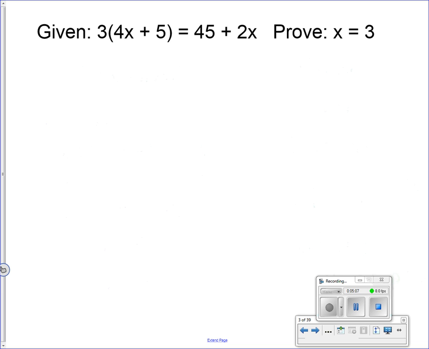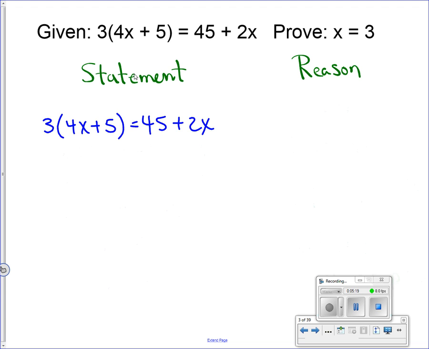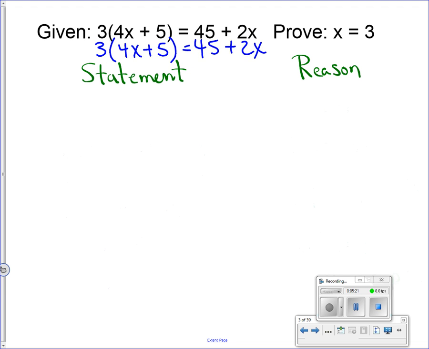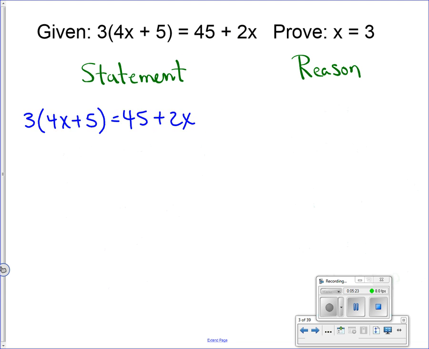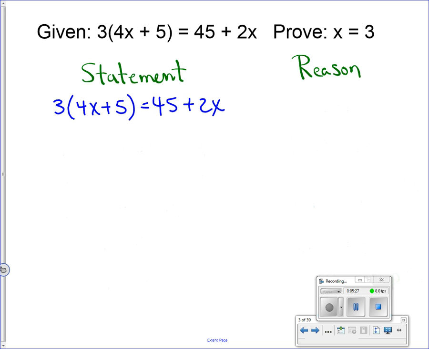So what's going to happen is I'm going to write a statement over here on the left, and on the right, I'm going to write a reason why that statement is true. So the first statement I'm going to write is this one. And if you look, it matches the statement given to me. Now, how do I know these two things are equal to each other? Well, the reason I know that they're equal to each other is because it was given to me as being equal. Okay? Hopefully that totally makes sense.